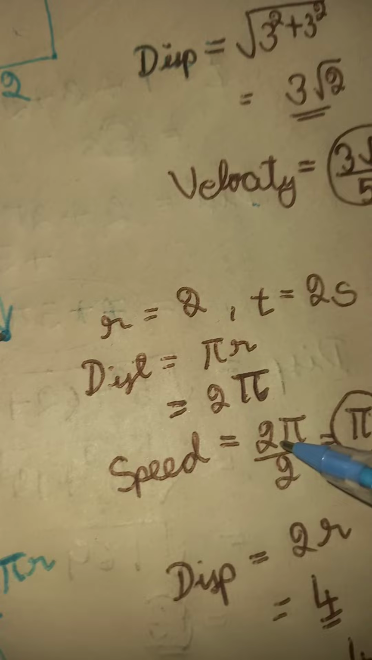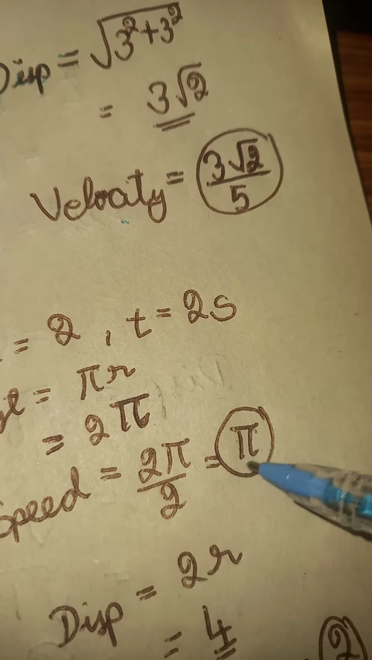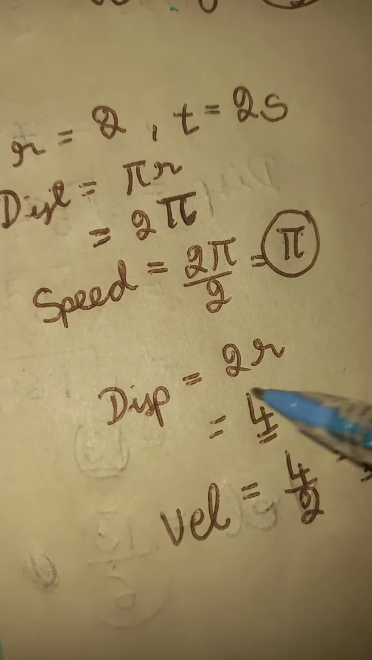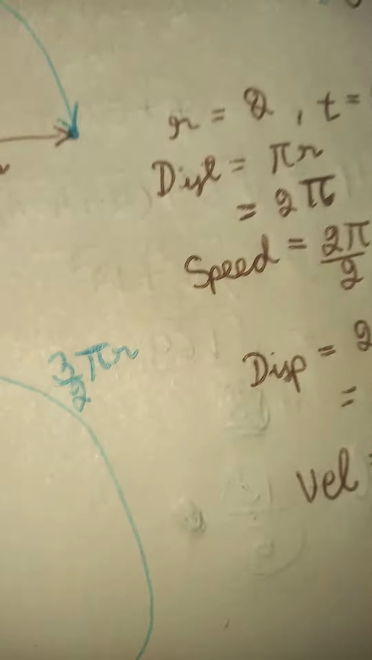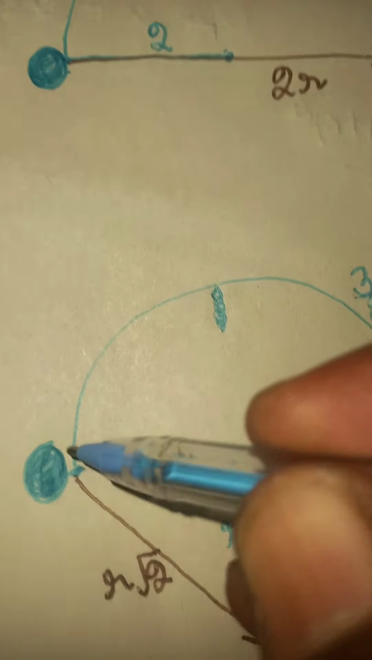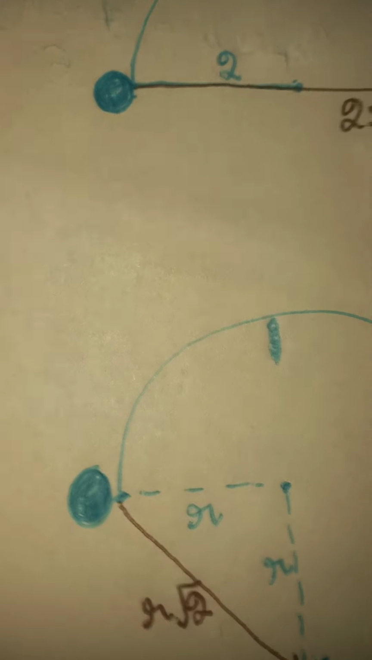Here the speed is distance by time, 2 pi by the time taken, 2 seconds, so it is pi units per second. The velocity is the displacement by time, 4 by 2, or 2 units per second. And Piko again came and hits in a round way, but this time three quarters of a circle, like this way it will go.